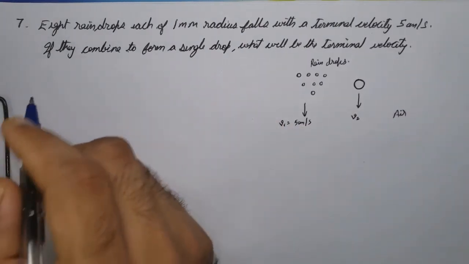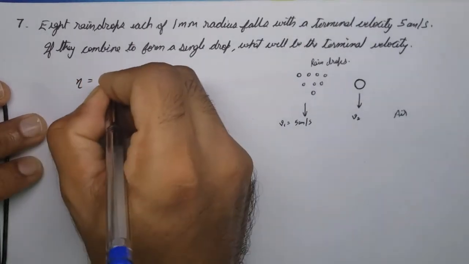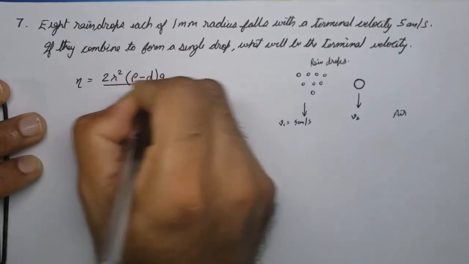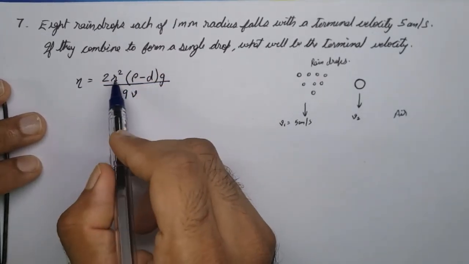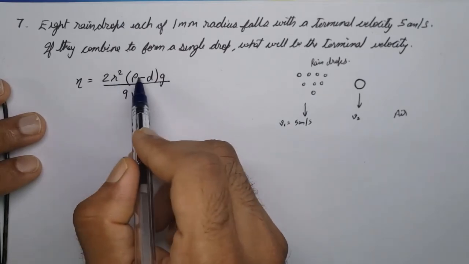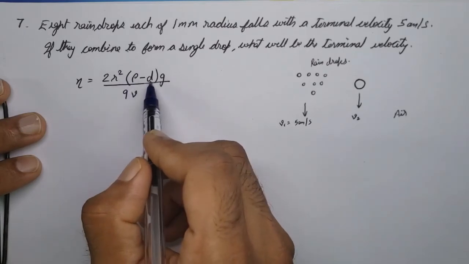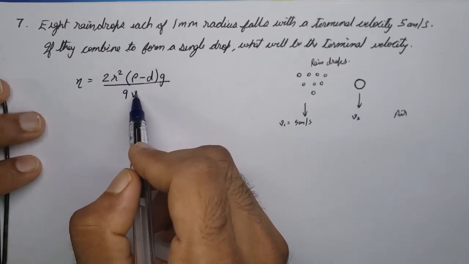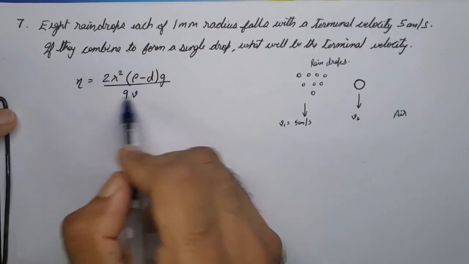So എന്താണ് Stokes equation പറയുന്നത്? Stokes equation: we have eta equal to 2r square (rho minus d) g divided by 9v. സോ ഇവിടെ r എന്ന് പറഞ്ഞാൽ radius of the sphere, rho is the density of the sphere, d is the density of the viscous medium, g is the acceleration due to gravity, and v is the terminal velocity of the sphere. ഈ ഒരു ഇക്വേഷനാണ് നമ്മൾ ഉപയോഗിക്കേണ്ടത്.